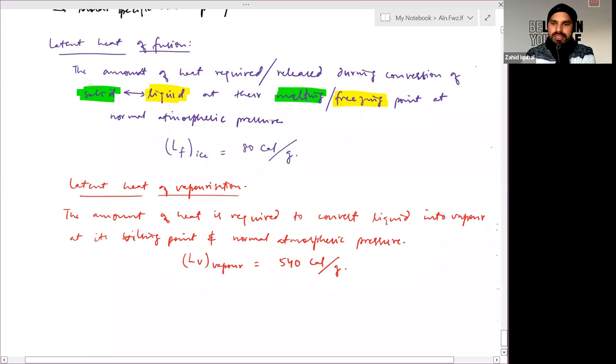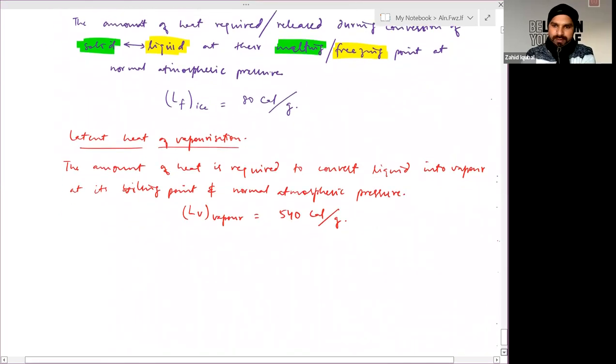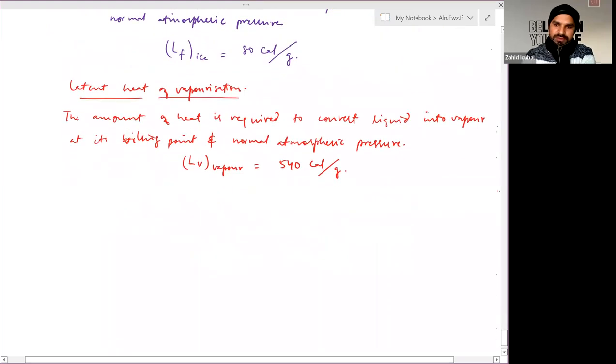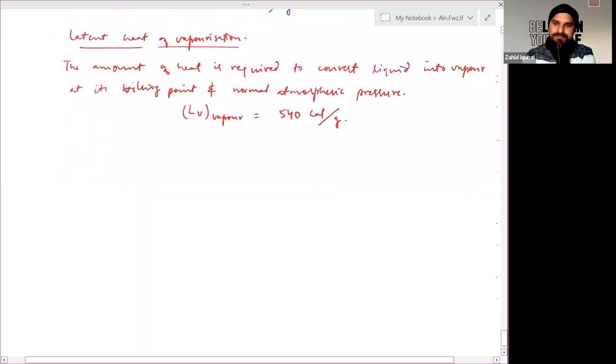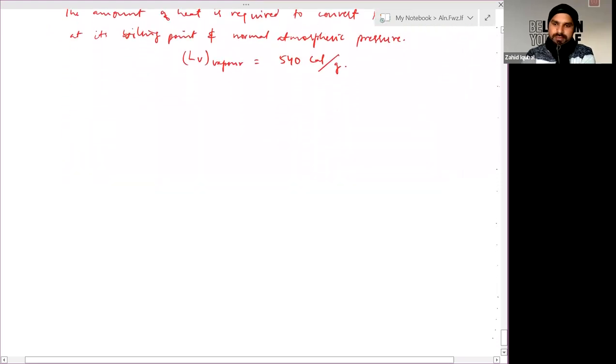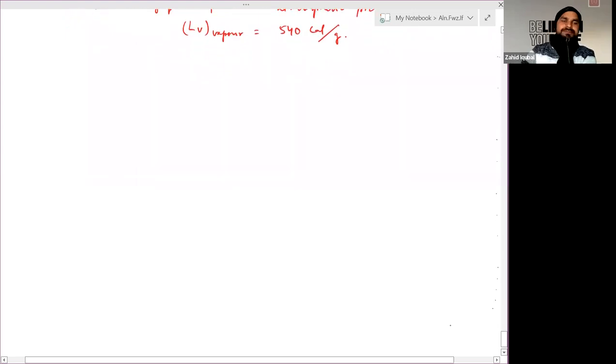Now, related to these different heats, let me define the graph related to this conversion and some important terms related to that part. So, heat versus temperature graph.